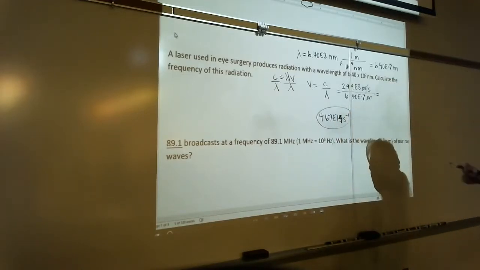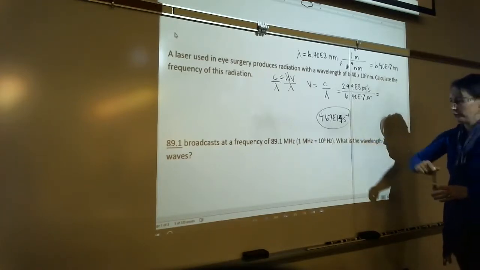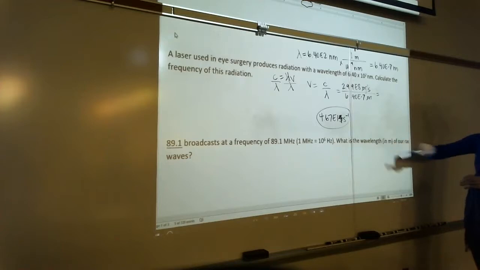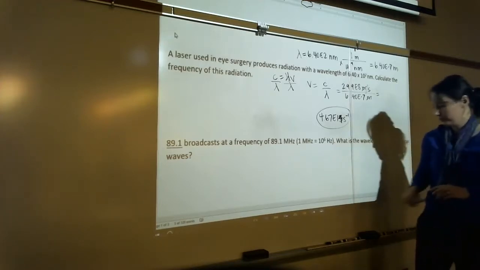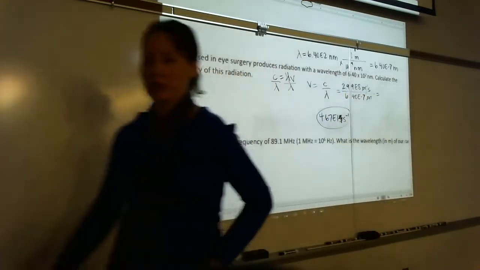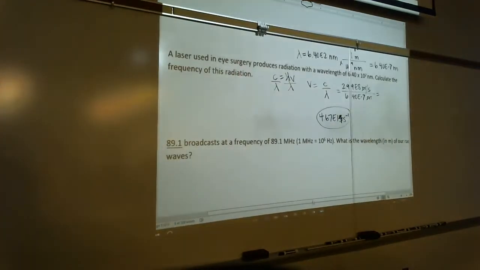All right, I want you to try the next one. And this is a true statement, I didn't just make these up. Radio station 89.1 broadcasts at a frequency of 89.1 megahertz. And that's the conversion factor. What is the wavelength of the radio waves? So I'll pause the recording and give you a chance to try that one.